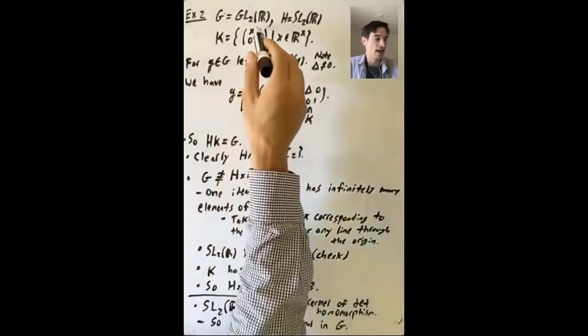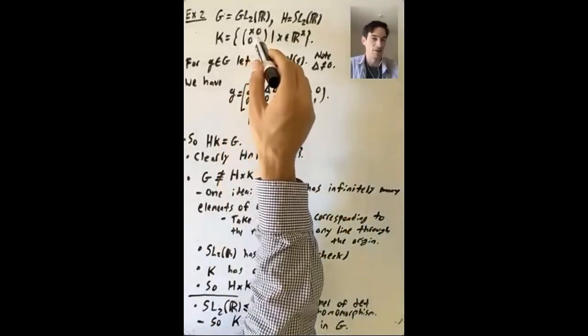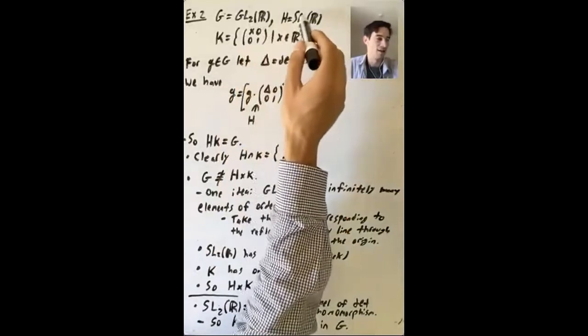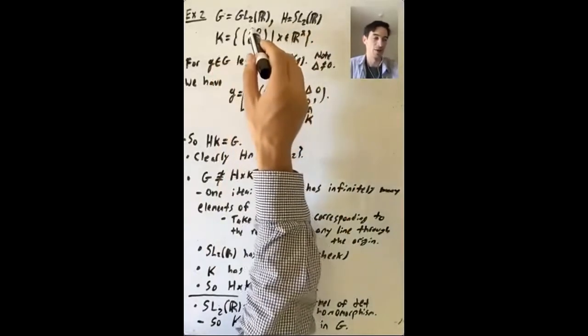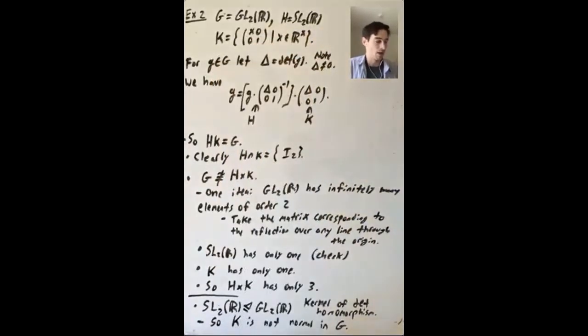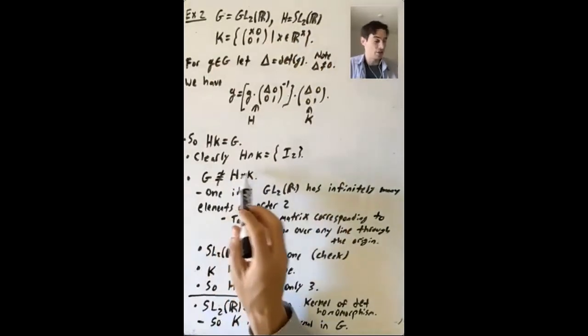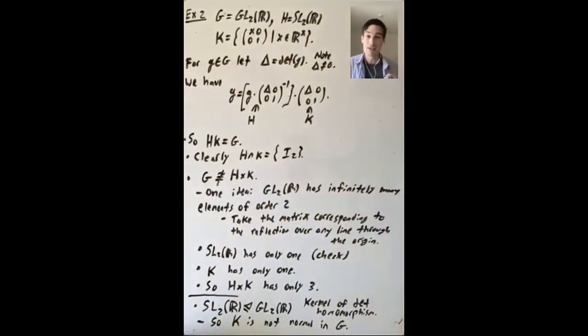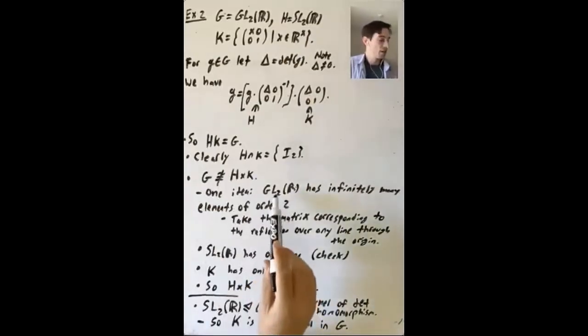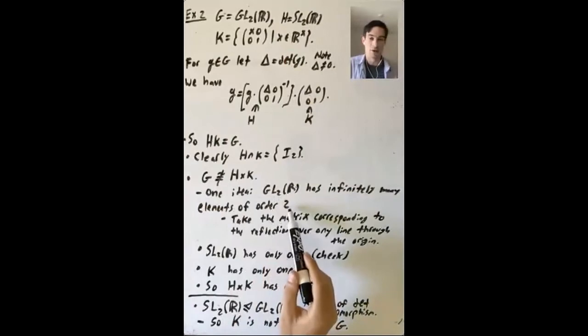Right? I mean, if you're in K, the upper right and the lower left entries are 0. So the only element of K that actually has determinant 1 is when x is equal to 1. So we can ask, is G isomorphic to the direct product H cross K? And the answer is no. There are a bunch of ways to see this, but one is to say, okay, if these two groups were isomorphic, they would have the same number of elements of order 2. And GL2R has infinitely many elements of order 2.